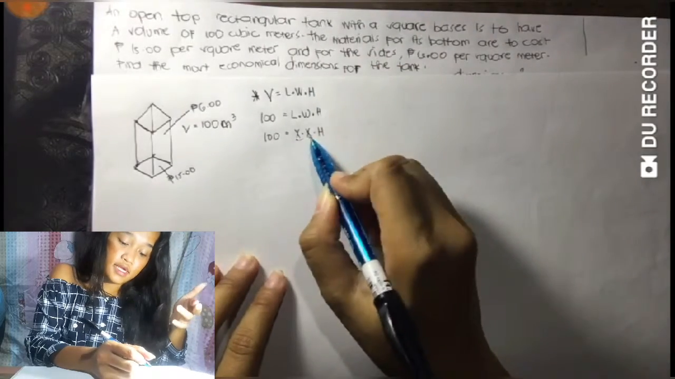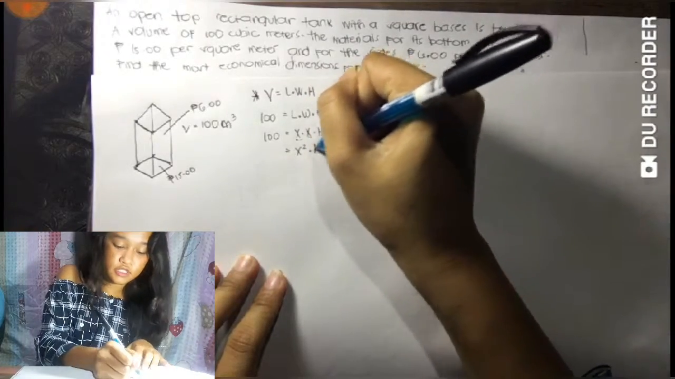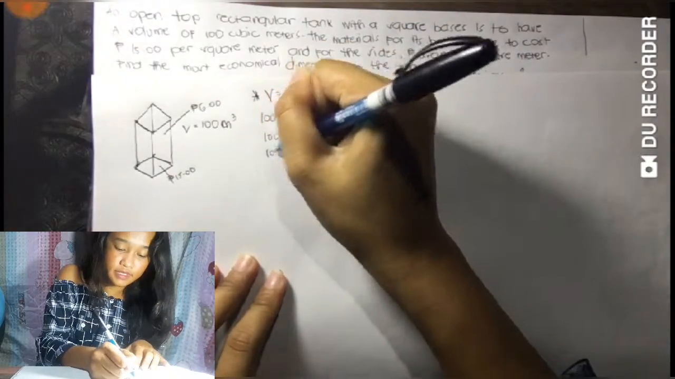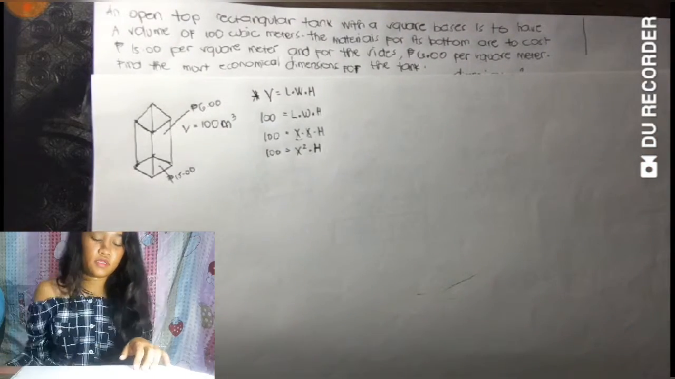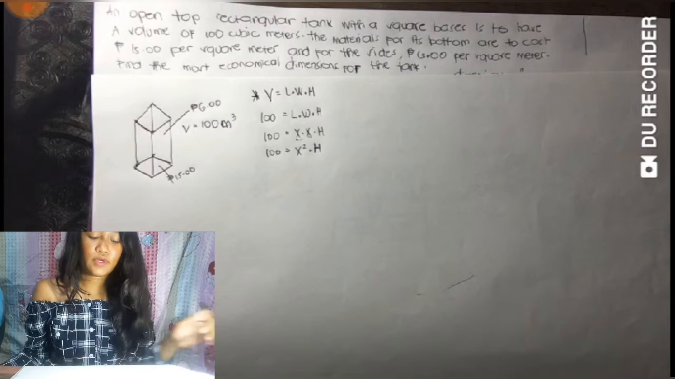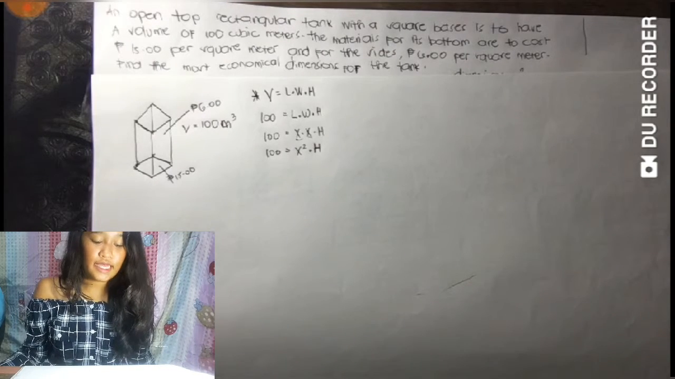It will be x times x times h. This is going to be the length and the width, or simply we can just write it as x squared times h, since our length and width already have an equal value. x squared times h is equal to 100.